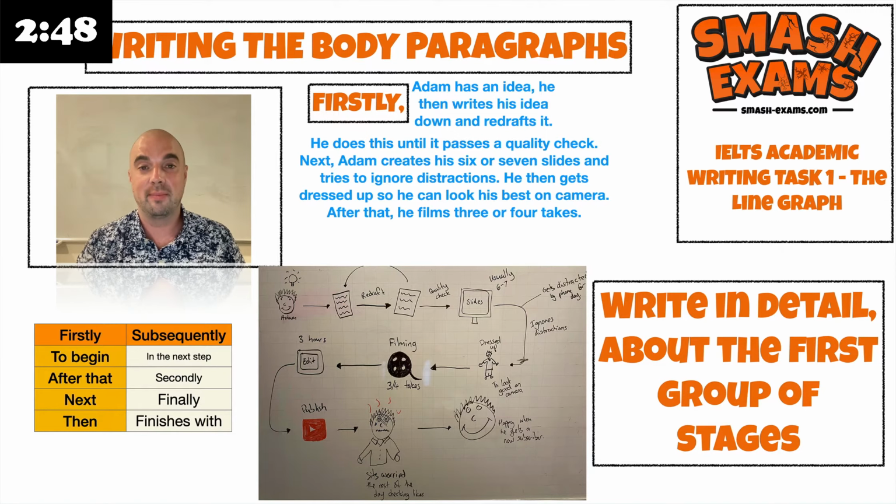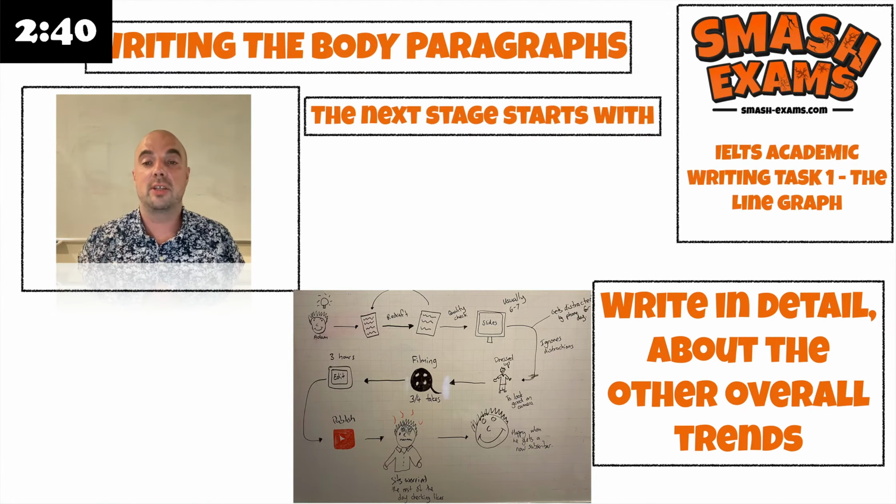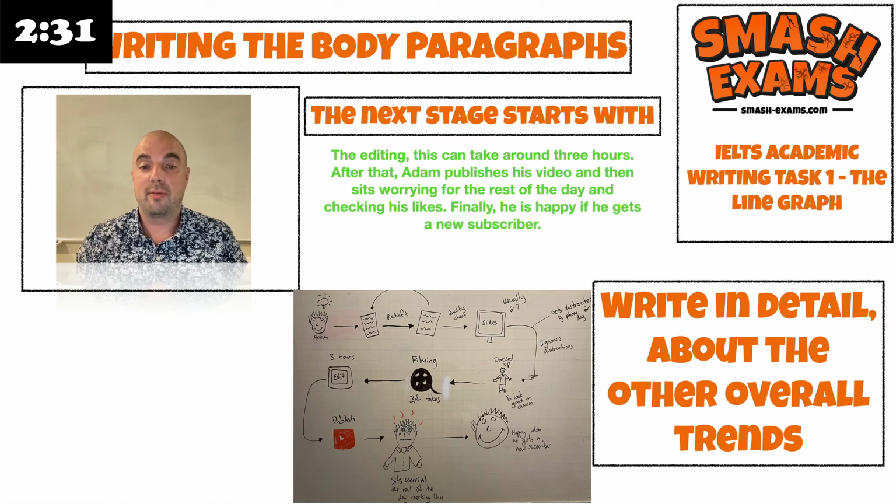But look here to see some other time connectors that you can use in your writing. The second body paragraph should start where the last one finished. My favourite way to do this, if you want one that will cover all of them, is the next stage starts with. Now we know that it starts with editing because we can see it on the diagram. So here's what I wrote. The next stage starts with the editing. This can take around 3 hours.